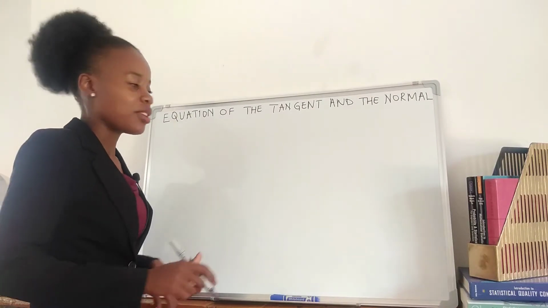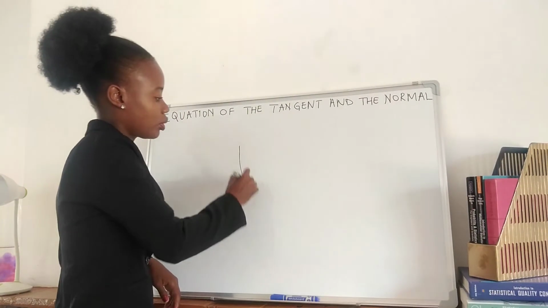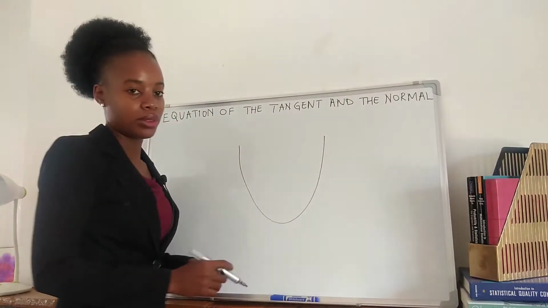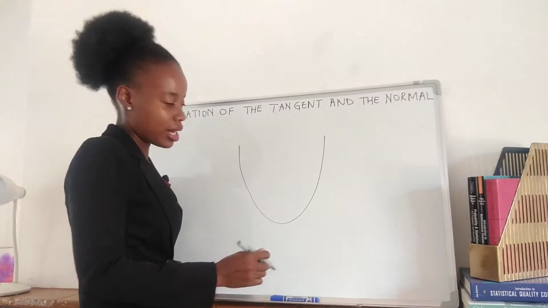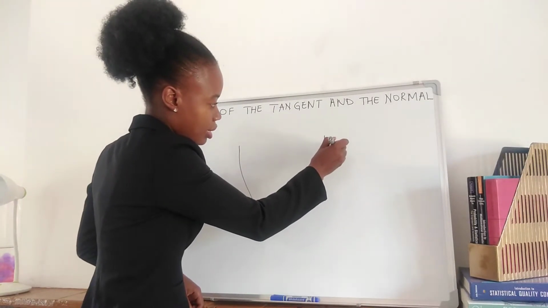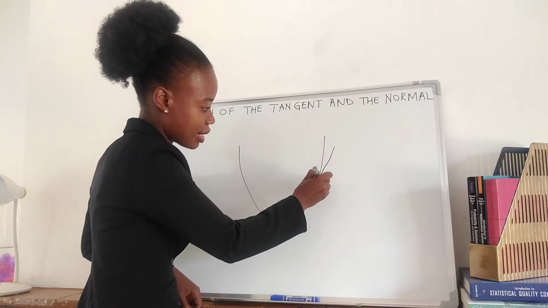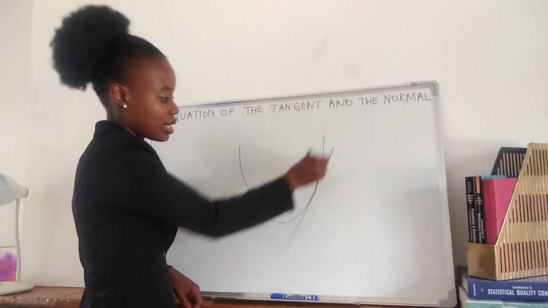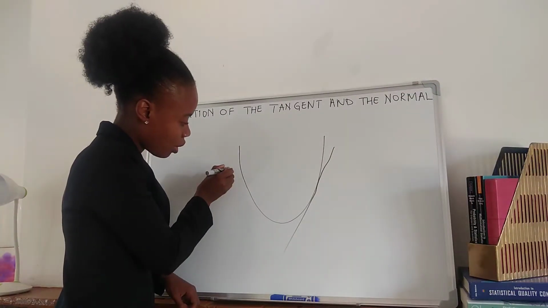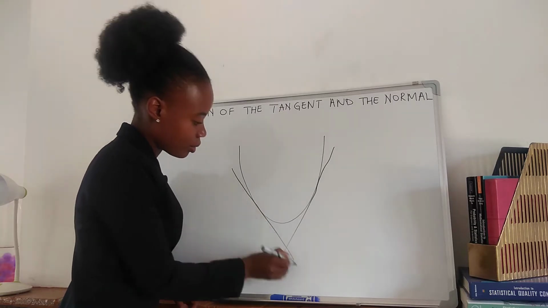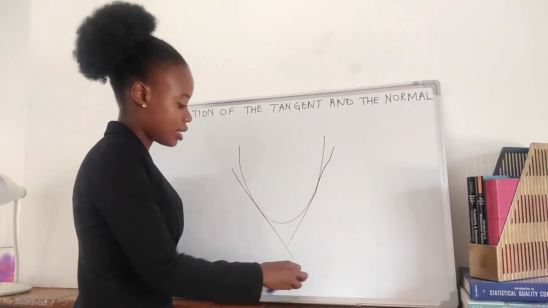Okay, let's say you have a curve. A tangent is just a straight line that touches the curve. You can have a tangent here or a tangent here. Okay, now you know a tangent.